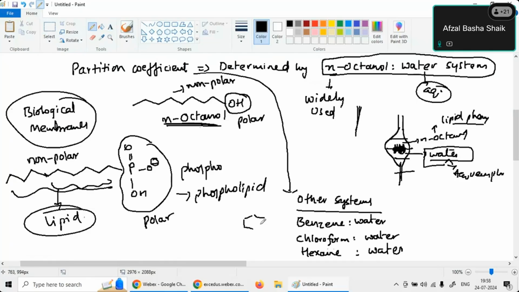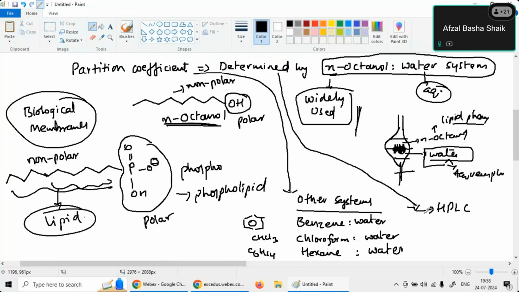The benzene is like this, right? It doesn't have a polar group. The chloroform is highly non-polar. Hexane is C6H14. There is no polar group again. As they do not mimic a phospholipid as much, the n-octanol system is the widely used one. They will ask a question like this: which of the following systems is widely used for determination of partition coefficient? The n-octanol water system.